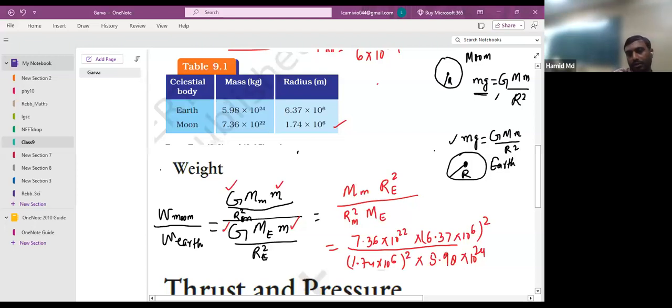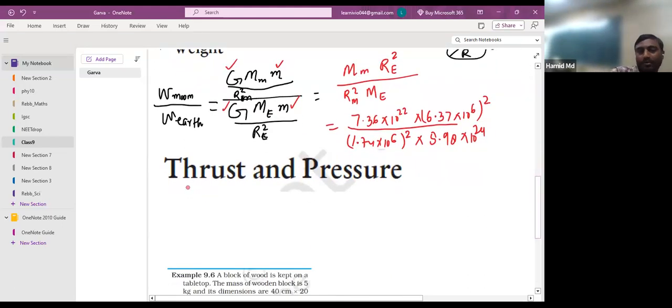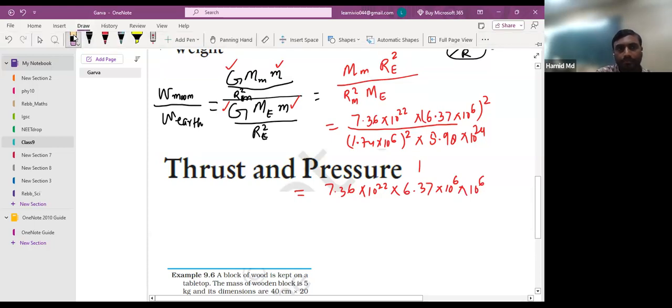So, can I do this calculation, or will you do it? I don't leave much space, that's one of the problems. So see, I will write 7.36 into 10 to the power 22 as it is, and I will write it twice, 6.37 into 10 to the power 6. Can we cancel this 10 to the power 6? No, that's not the right idea.